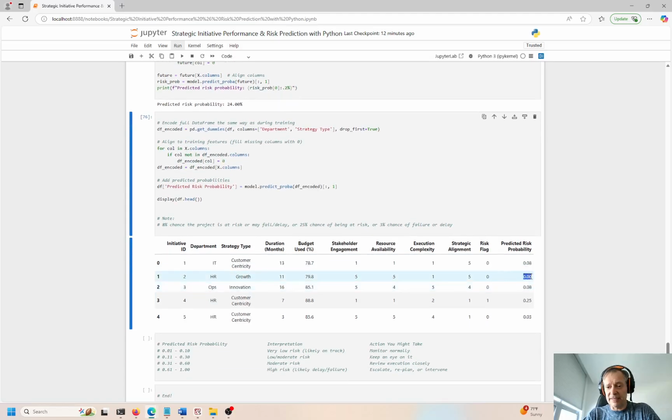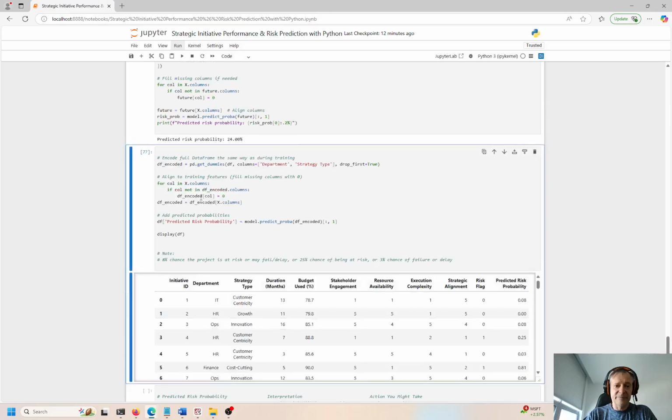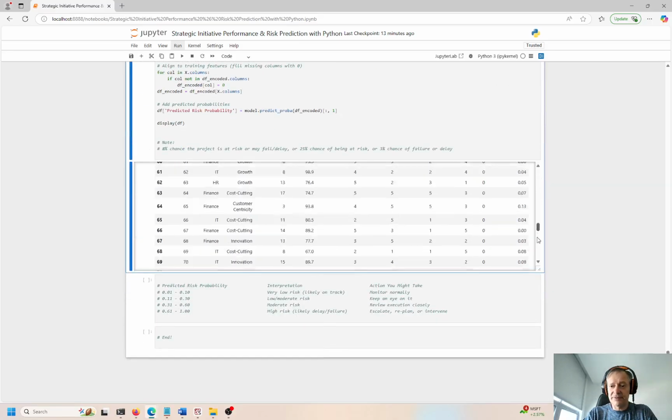So that's pretty low. I'm not worried about that. I'm not worried about this one at all. That's 0%. Okay, that's going to get done. That's probably a short-term, easy deliverable. This is 8%, 25%, and this is 3%. So I'm just looking at the head. The head is the first 5 records by default. I can look at all these records. I'll show you real quick. DF. Okay, these are all the records.